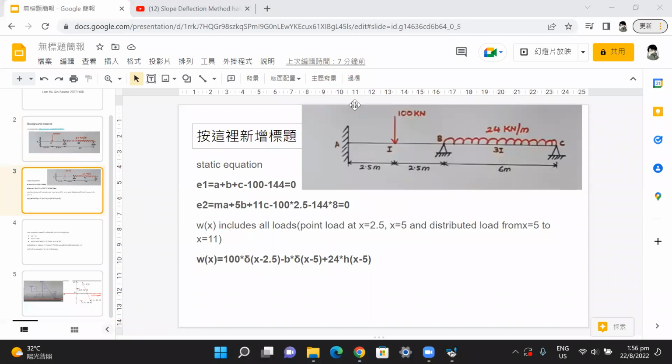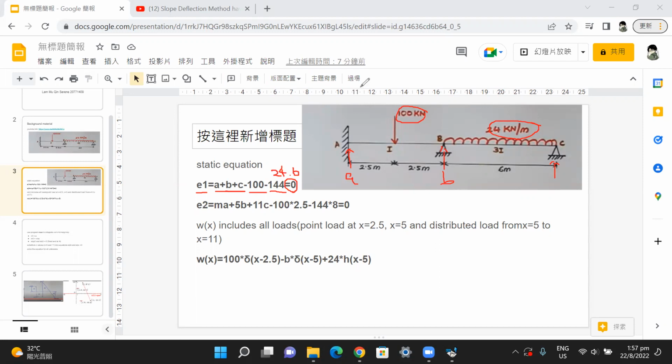So we could simply get this first equation by using only the upward forces A, B, C: A plus B plus C, and the two applied loads, 100 and 24 times 6, equals 0.